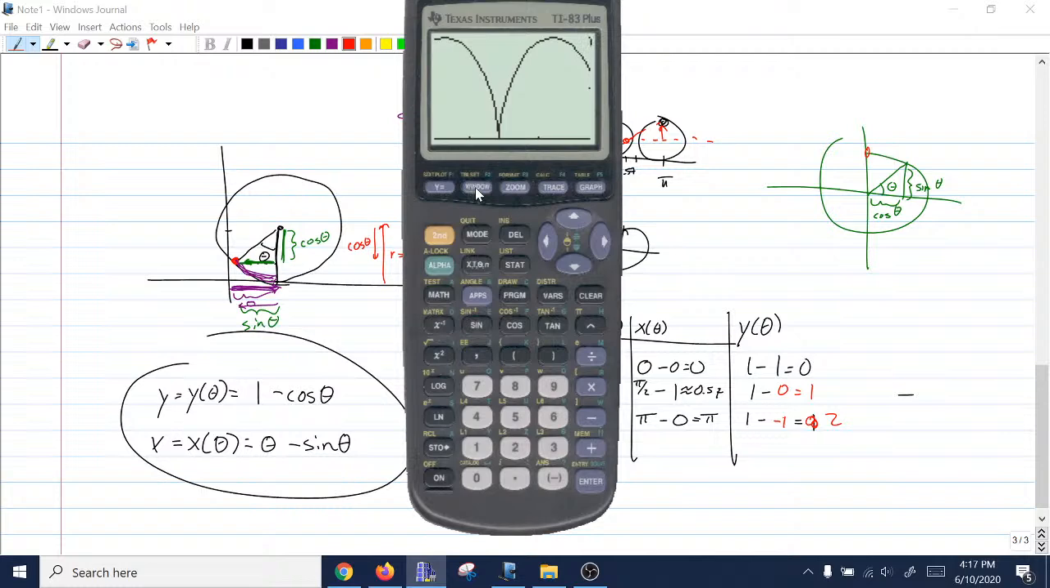Is that -1 to 4? Did I graph 1 to 4? Oh, I did the wrong thing. I went to go -1 to 4 here. The X scale is how often they should put a tick mark on.